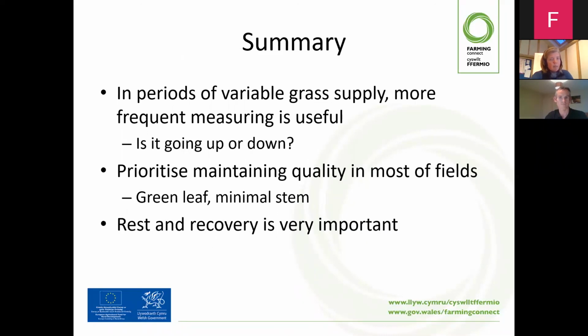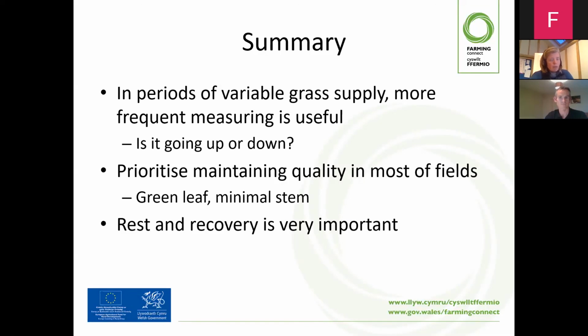So in summary, as I said earlier, in this period of really variable grass supply, which is what we've experienced this spring, and it's been variable for a range of reasons, as I've explained, more frequent measurement is useful. Whether with a sward stick or a plate meter, just to see whether it's going up or down, because things can change quite rapidly this time of year, especially as your requirements change, as lambs and calves are growing.